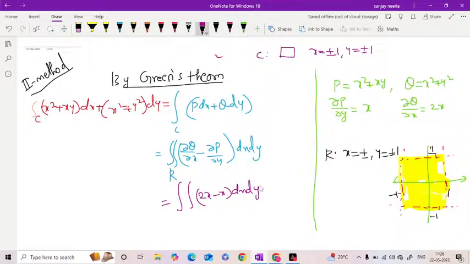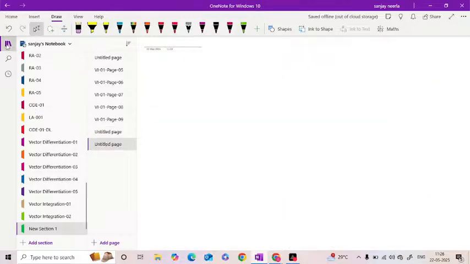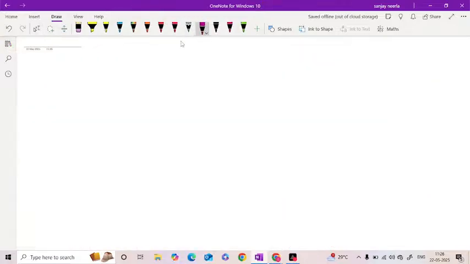Now what are the limits we have? X limits are minus 1 to plus 1 and y limits are minus 1 to plus 1. And this is our problem. So now the double integral of x into dx into dy. We have to find the double integral of this function, where y is equal to minus 1 to plus 1 and x is equal to minus 1 to plus 1, x into dx into dy.